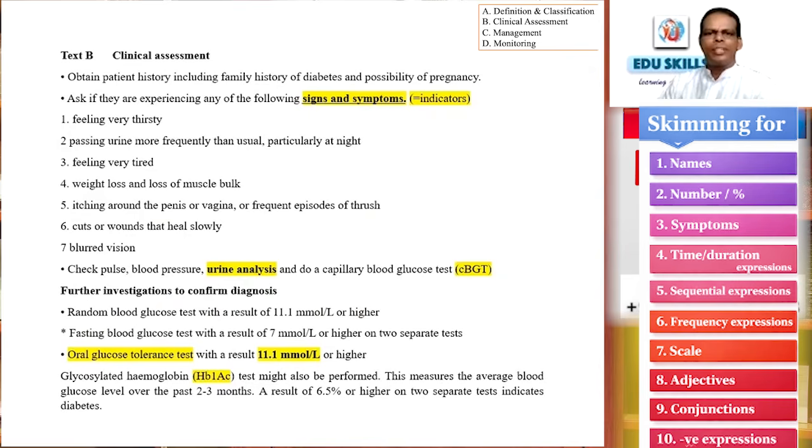Going to the next one, clinical assessment. The word symptoms, indicators, then all the tests will come here: urine analysis, check pulse, blood pressure, CBG. All these are the things there. Once it says symptoms, this list is about symptoms. You need not go through everything, only if they have asked for a particular symptom, you can go there. Oral glucose tolerance test: the number you require and the test name.